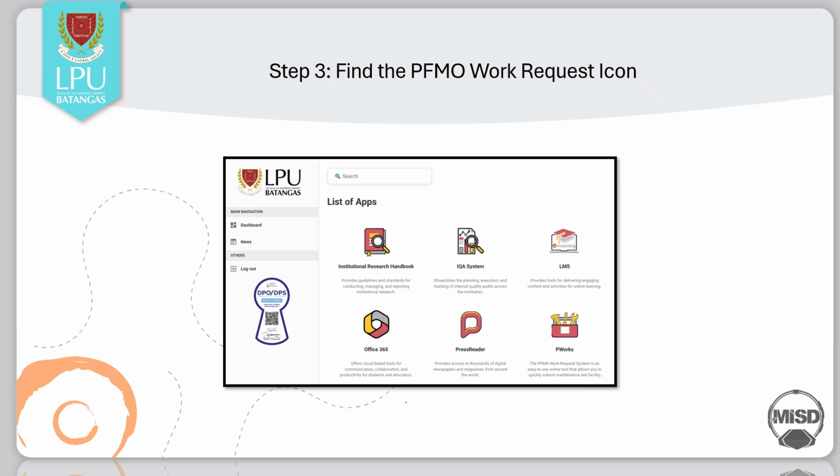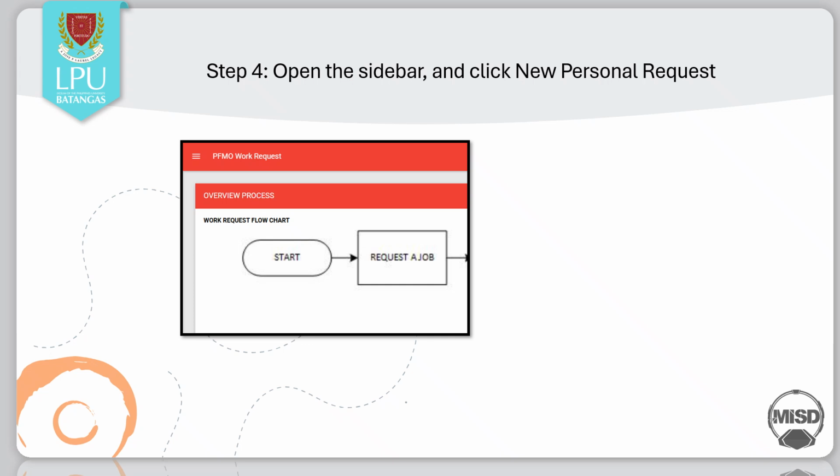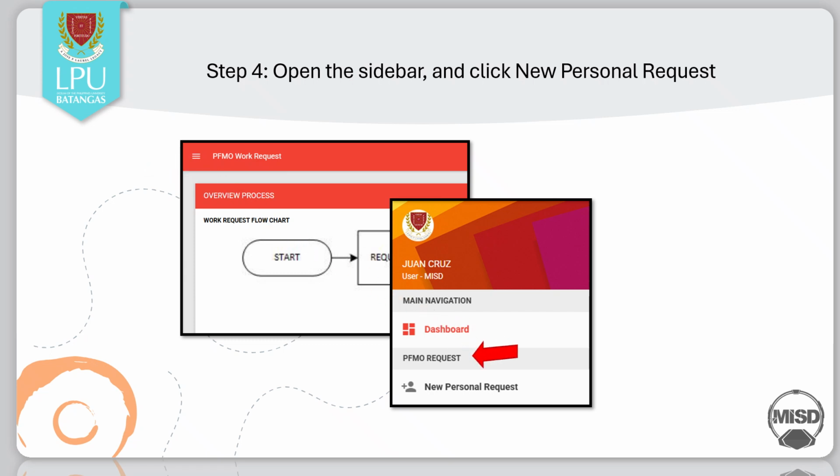When you're finally logged into the Pirates Hub dashboard, find and click on the PWorks icon. Alternatively, you can look for it using the search bar. Once you reach the dashboard of the PFMO work request system, open the sidebar by clicking on the hamburger menu. After that, click on New Personal Request.